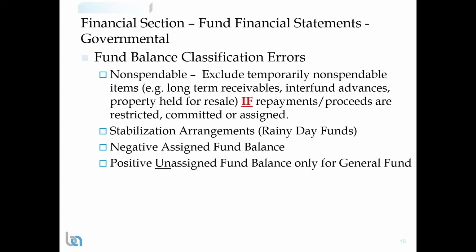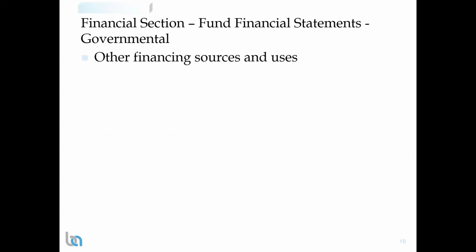And then you can't have positive unassigned fund balance in any fund except for the general fund. The fact that you have a separate fund for this revenue that you're reporting makes it at least assigned. You can't necessarily say that we have some money left over in the capital project fund and it's unassigned, because it's a capital project fund. It's assumed that it's assigned for some kind of capital project. Otherwise, why is it there? So only the general fund can have positive unassigned fund balance. Okay.